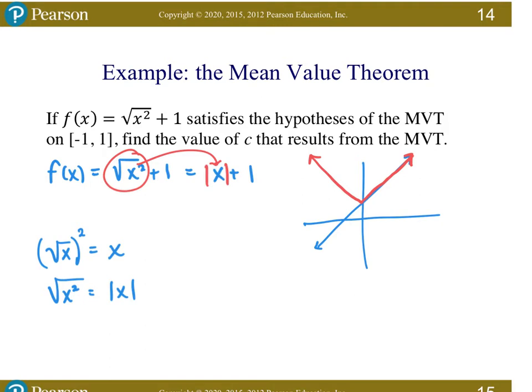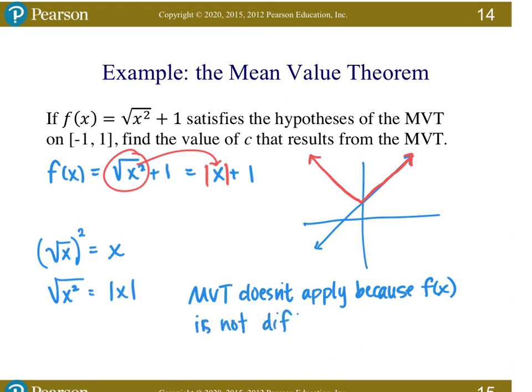So this graph turns out to be an absolute value, which means it has a corner, which means it's not differentiable, which means the mean value theorem does not apply here. So the MVT doesn't apply because f of x is not differentiable on the interval. So be careful that you've considered not only the continuity, but the differentiability.